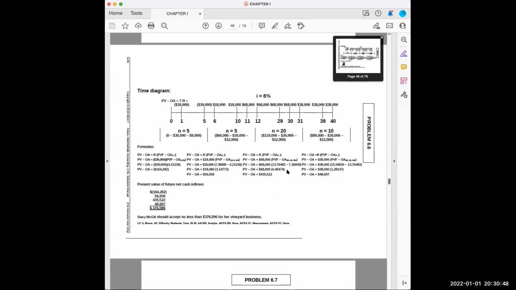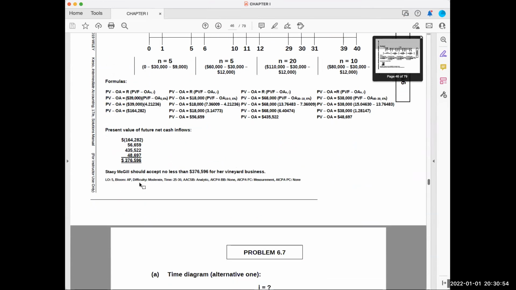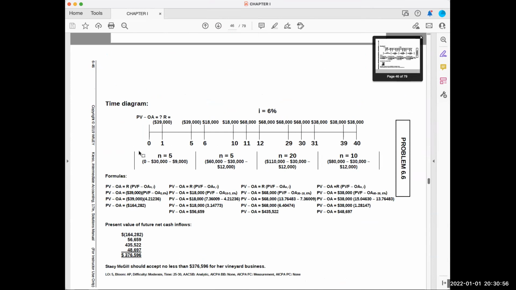So right here, oh, interesting. So they netted out. What they did a little bit differently is they did a net cash flow of each of the amounts, and that's how they get to 376,596. And we pretty much got to the same number. We just did it a little bit differently. They did this over here by looking at the net.